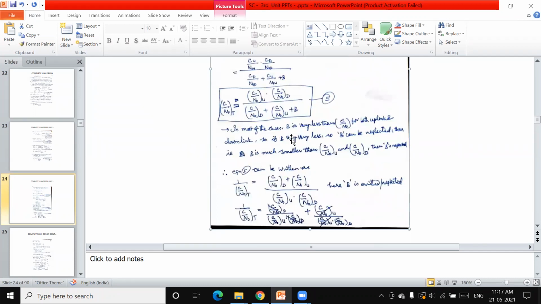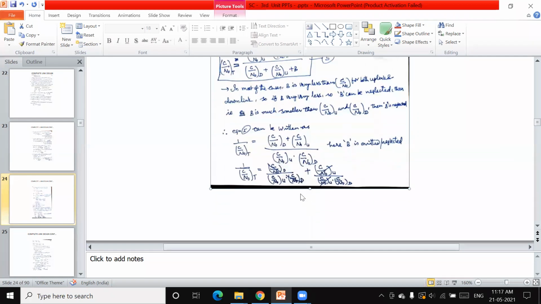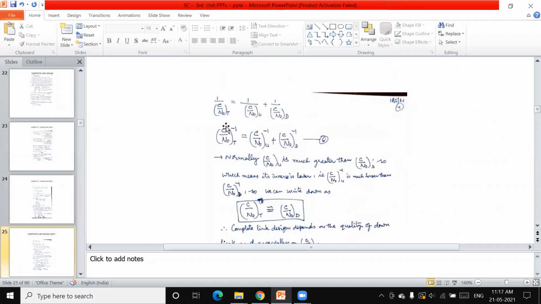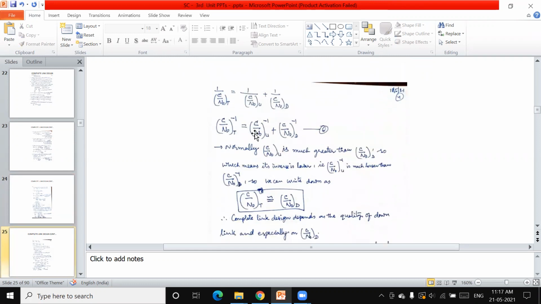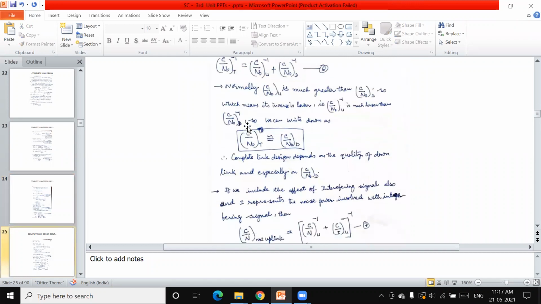In most of the cases, B is very much less than these two terms. B can be neglected or omitted. Therefore, equation 5 becomes C by N naught D plus C by N naught U. And again, on simplification, you are going to get 1 by C by N naught T, which is the inverse, and this is also the inverse. So these things we already did in yesterday's class.